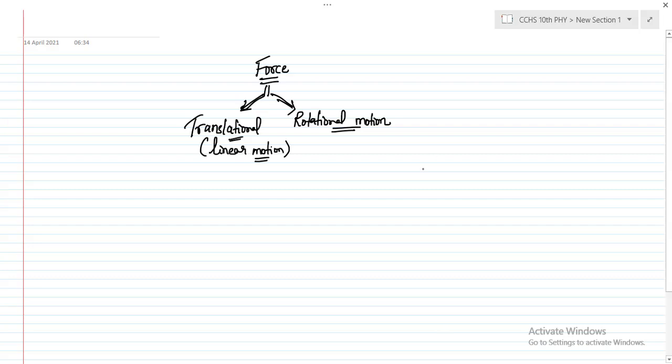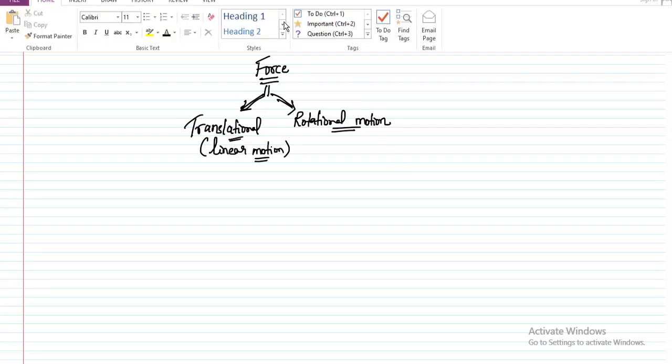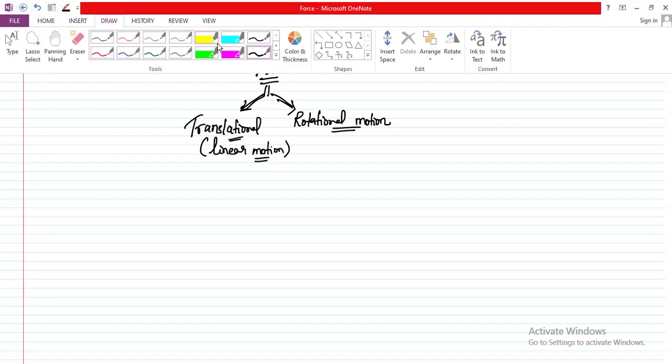Now talking about rotational motion. Rotational motion means when a force is applied on a body, the body starts moving, there is a turning in the body, and that turning can only be possible when the body is not free, that is, it should be pivoted at a point. So let us understand with the help of a figure.